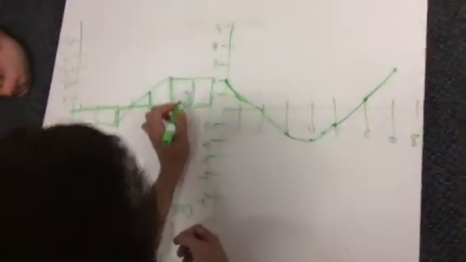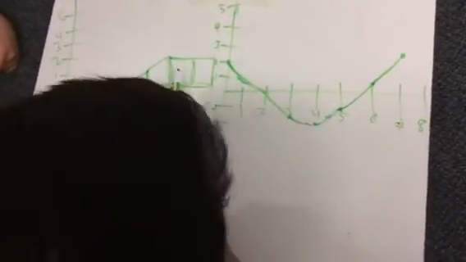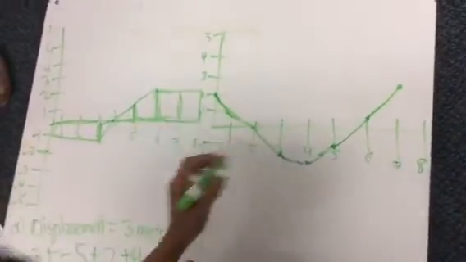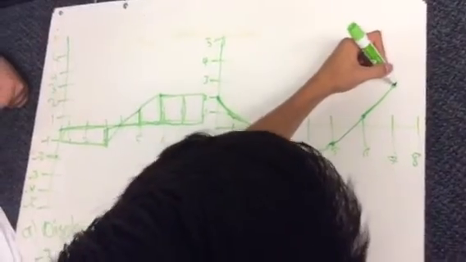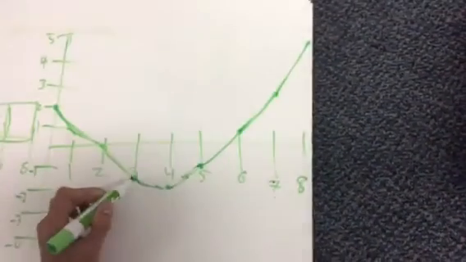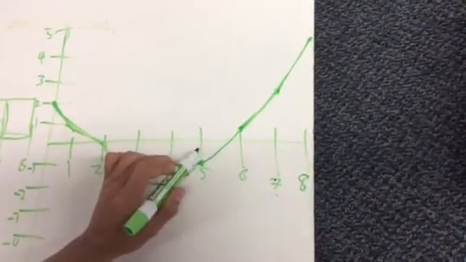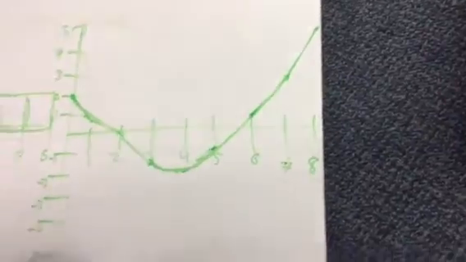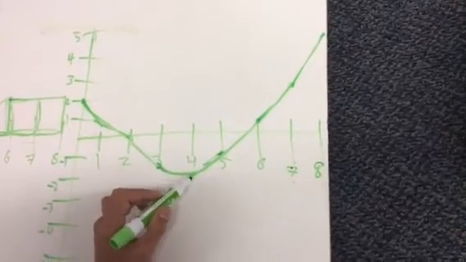Then from 7 to 8, you do the same thing again with that same rectangle. You find the area, which is 2 times 1, which is 2. So you'd go up to 4.5 meters. And that completes the graph. If you notice right here, from 6 to 8 seconds, the velocity is constant. And from 3 to 6 seconds, it's a curve, because here you're slowing down, and here you're speeding up.